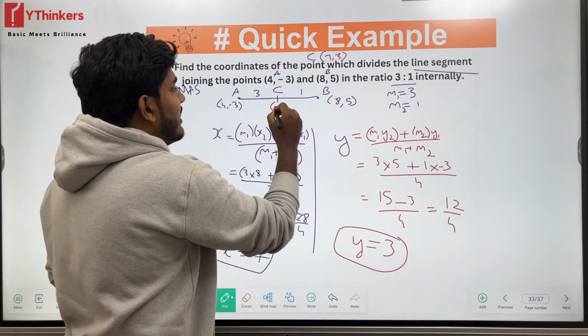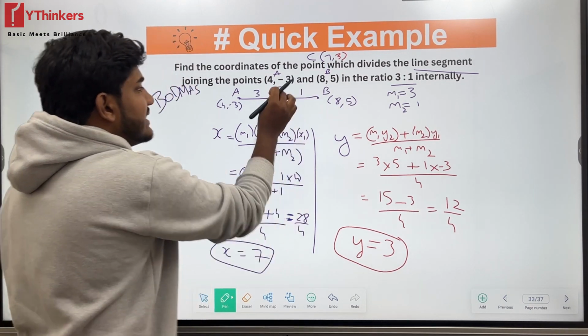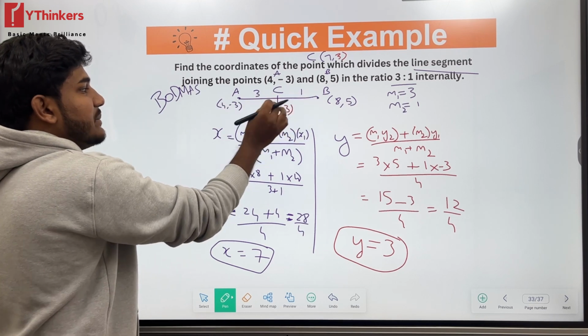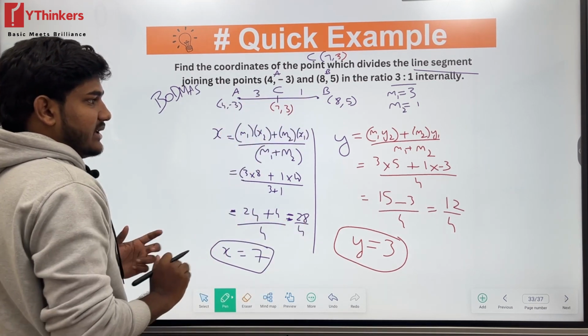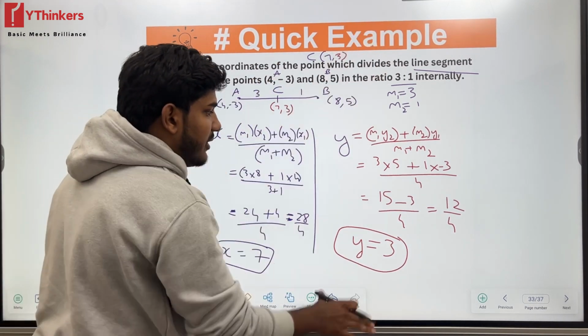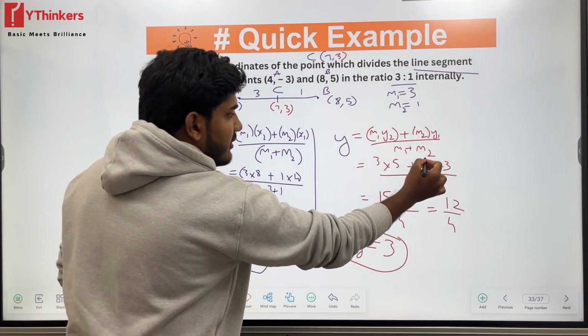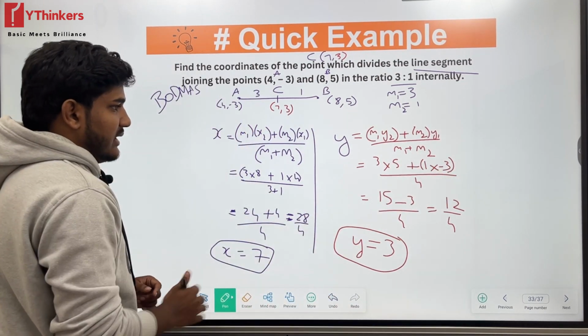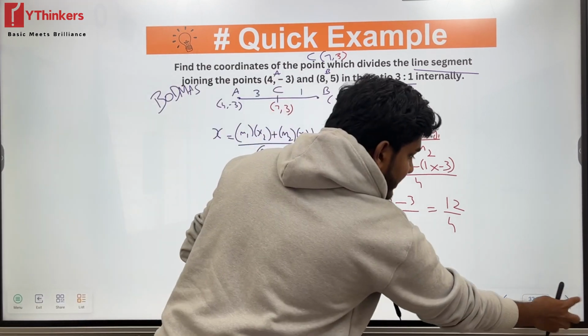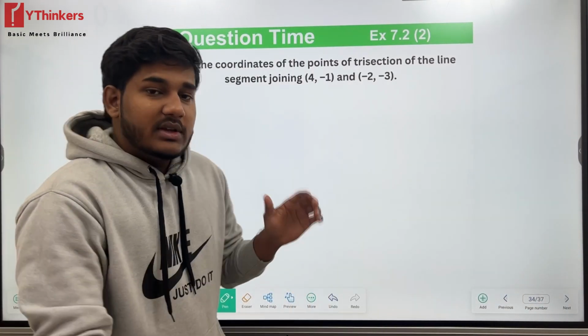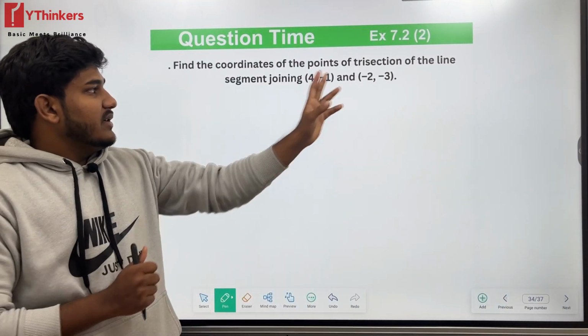C का coordinate क्या मिला हमें? 7, 3. अगर C इधर है तभी इस लाइन सेगमेंट को 3:1 रेशियो में डिवाइड कर सकता है. That's all. Plain use of the formula. Nothing else. You have to be careful with these plus and minus signs. Apart from that, there's nothing else in this sum. Okay. Now here is an interesting sum. They have given trisection.